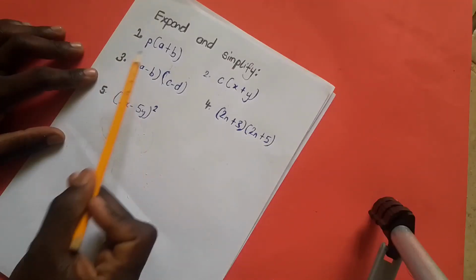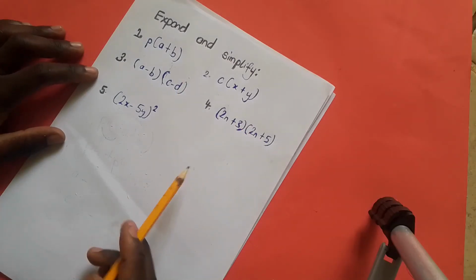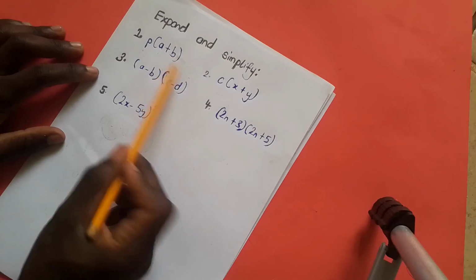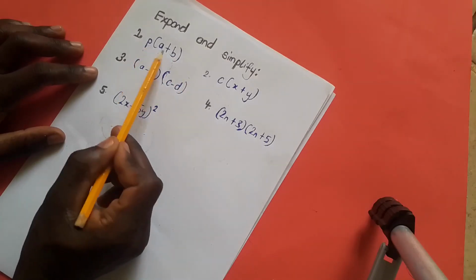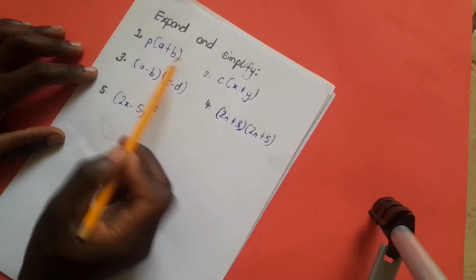Okay, so question 1 is saying P bracket A plus B. Expand and simplify. This is very simple. So P will multiply each and every term in the bracket, right? So P will first multiply A, leading to PA, plus P will multiply B, leading to PB.